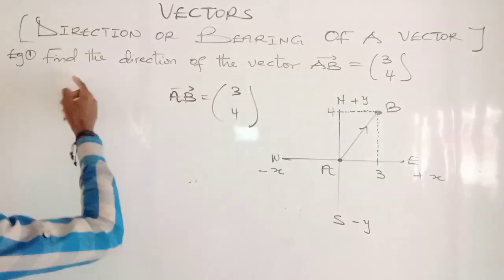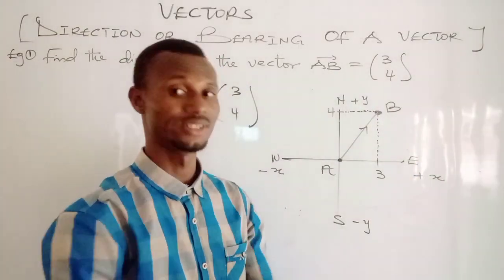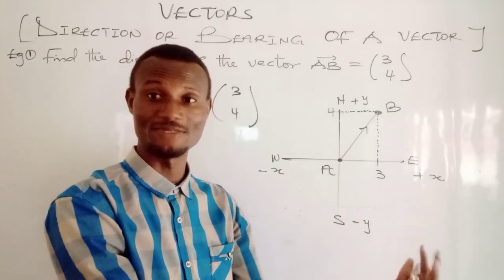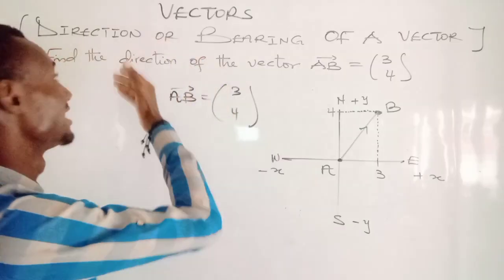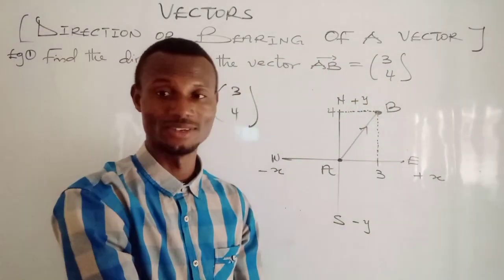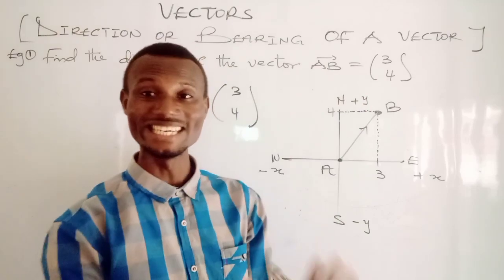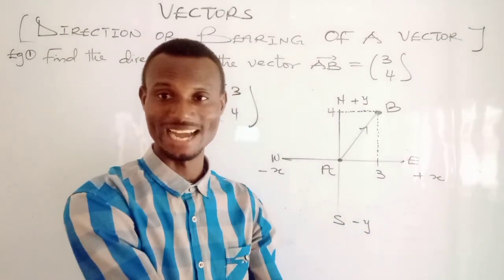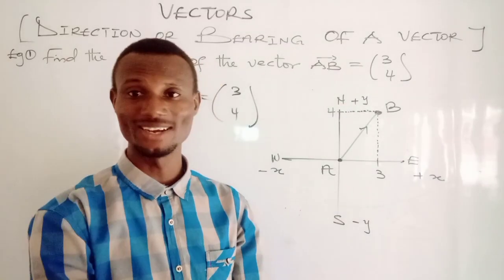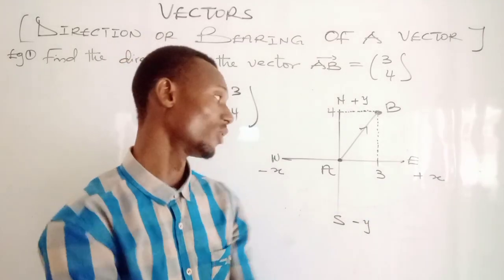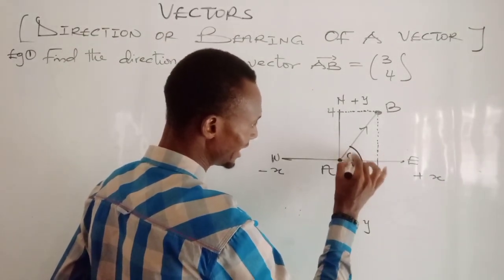The question says we should find the direction of the vector AB. So finding the direction of the vector AB simply means that we are equally finding the bearing of the vector AB. So the direction or bearing of a vector, because an attempt to find the direction of a vector leads us to the bearing of the vector, since I've explained that the means to obtain that measure of angle is by bearing. Now this angle here, let me label it theta.